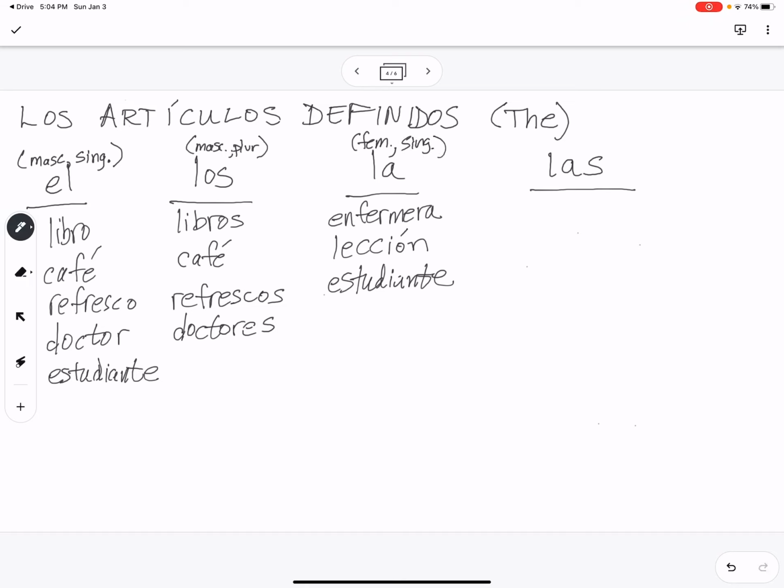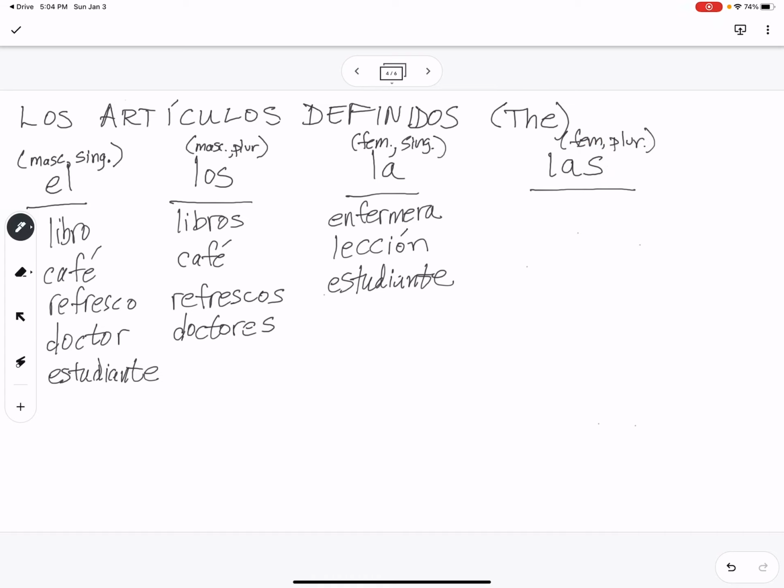So la is feminine and singular. So las, also feminine, but now plural. And again, notice the two plural articles. They end in s's. So that's how you know, that's something similar to English.